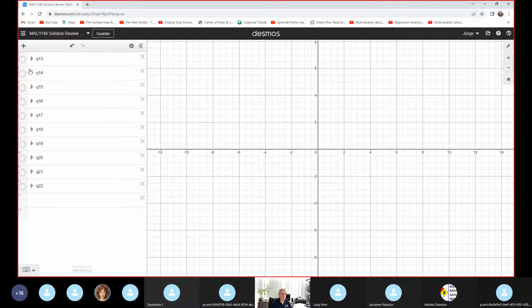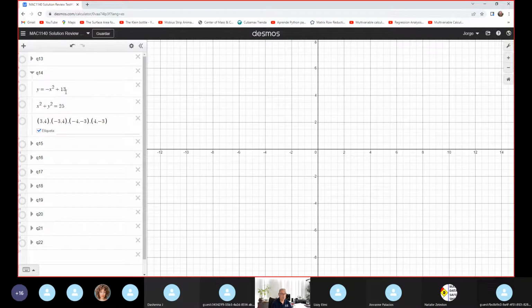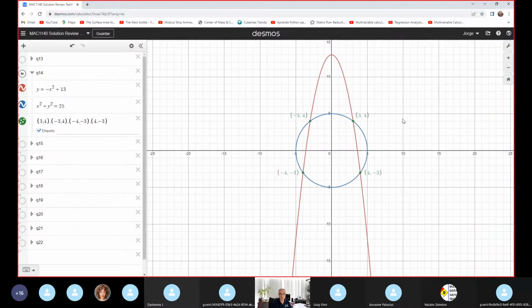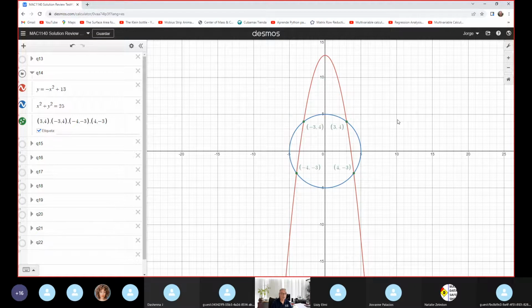Question 14 now. Look, parabola and fourth solution. Oh, nice. The equation in red color is the parabola that opens down. It's obvious it's negative. The other is a circle at the origin (0, 0) with radius 5. And the intersection between the red parabola and the blue circle is the 4 famous points that we found by hand on the piece of paper.